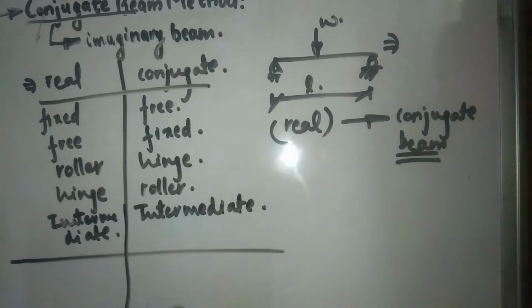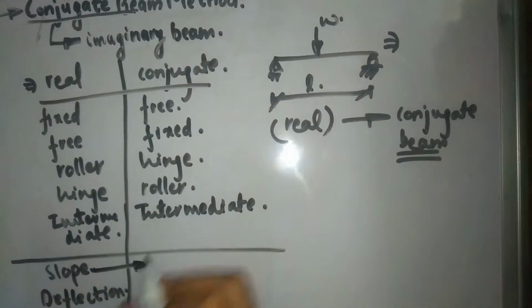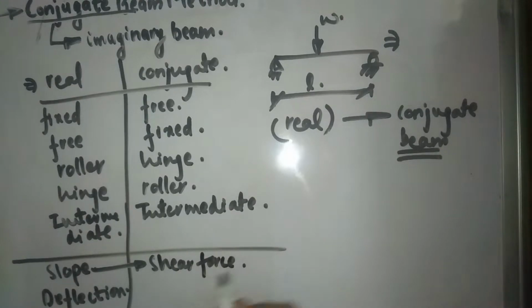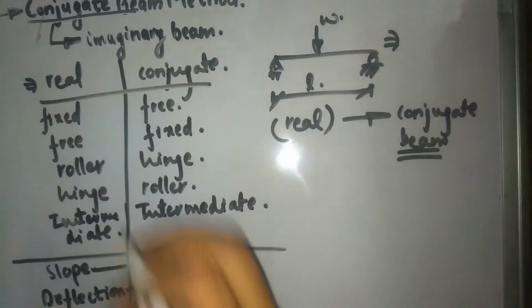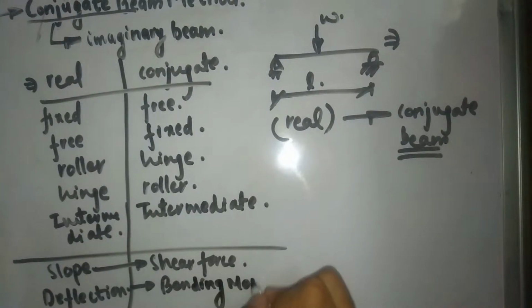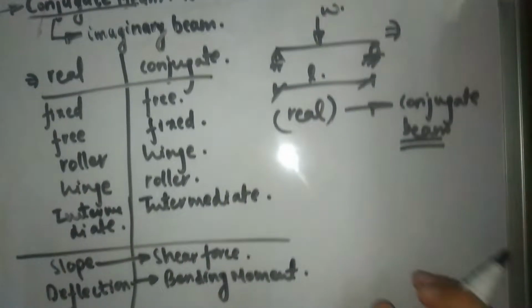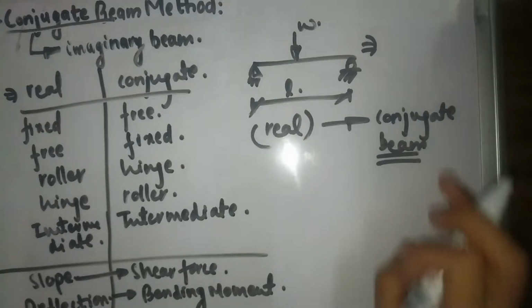So now for our important part, if we have to calculate slope and if we have to calculate deflection, this is going to be our main theme. If we have to calculate the slope of our real beam, then we are going to calculate the shear force of our conjugate beam, and if we have to calculate the deflection of our real beam, then we are going to calculate the bending moment of the conjugate beam. So this is the basic rule of conjugate beam method. After knowing this, let me move on to my conjugate beam.